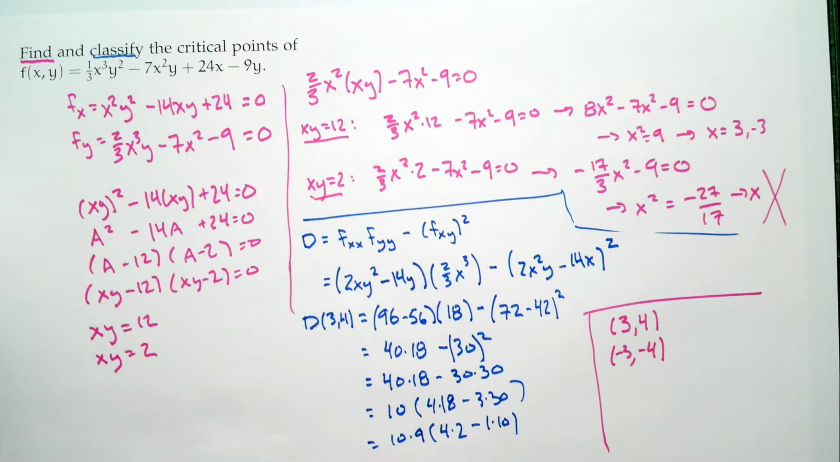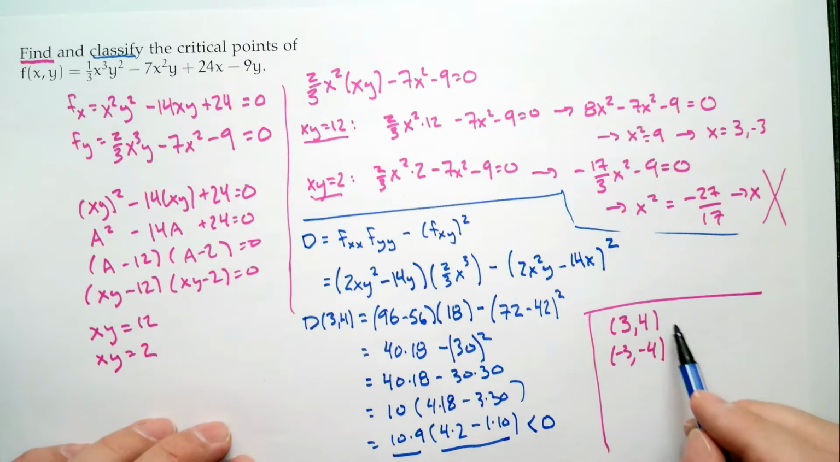Because we don't actually care about the value. What do we care about? We care about the sign, whether it's positive or negative. Now, I don't need to worry about these numbers. I worry about this quantity. 8 minus 10, is it positive or negative? It's negative. So the whole thing is negative. Now, when your discriminant, your D, is negative, what does that say about your critical point? It's a saddle.